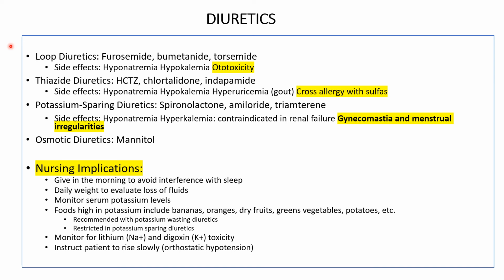So we need to become knowledgeable about the food that is rich in potassium. We need to read about that. The other adverse effect that the loop diuretics specifically can produce is ototoxicity.